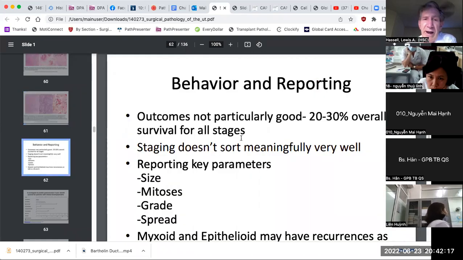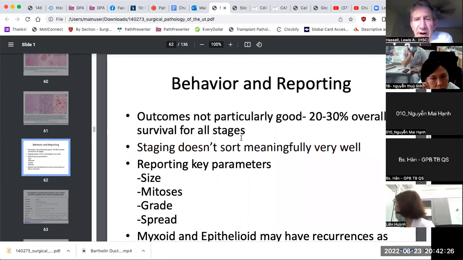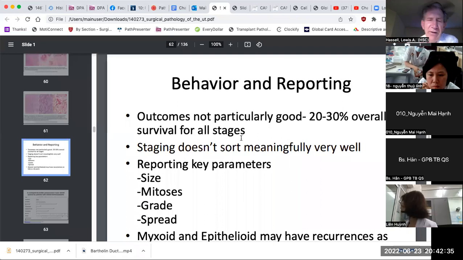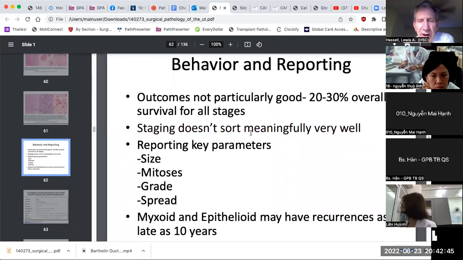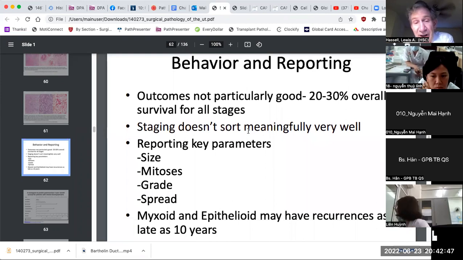Now, how do these behave? Well, these are usually not good tumors to get. However, our staging and microscopic features are not really as helpful as they should be. Now we want to, of course, report size and mitotic activity, the grade, the extent of the tumor, and so forth. But it's not always really clear cut.